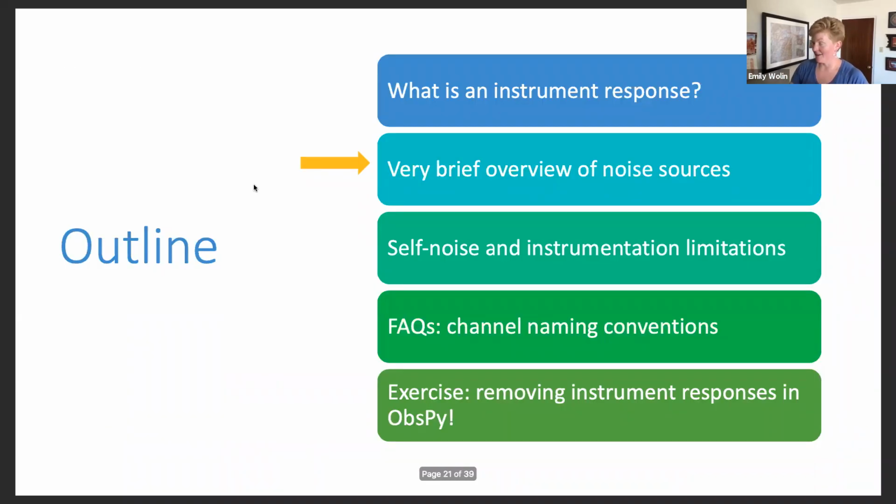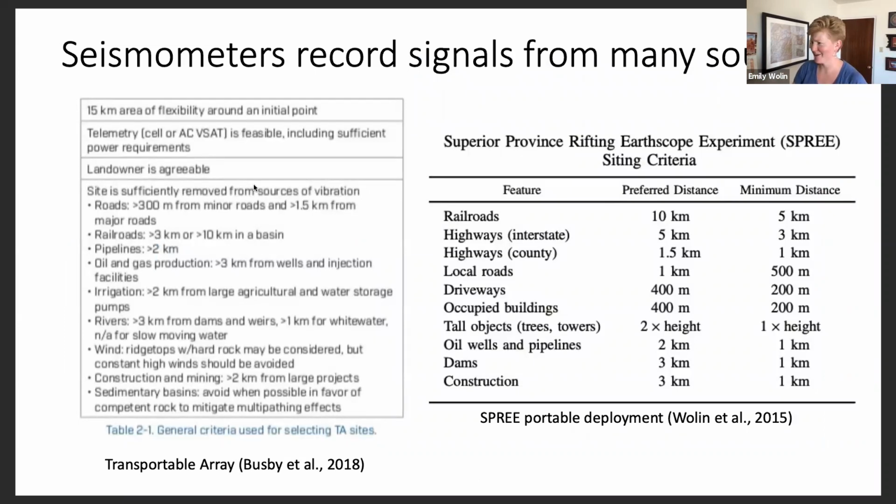Okay. All right, so the next section I want to move on to is a very brief overview of noise sources. Seismometers record earthquakes, but they also record just about anything else that makes the ground shake, as we've seen in the last year. I'll talk about COVID stuff in a minute. But they can record signals from almost anything. Human activity is a huge source of noise on seismometers. They'll record signals from railroads, from highways, from cars and trucks driving on local roads. If you have an air conditioner running in your house and you're too close to it, that'll make the ground shake. We'll pick it up. Tall objects moving in the wind, they're anchored into the ground, so that'll produce a signal.